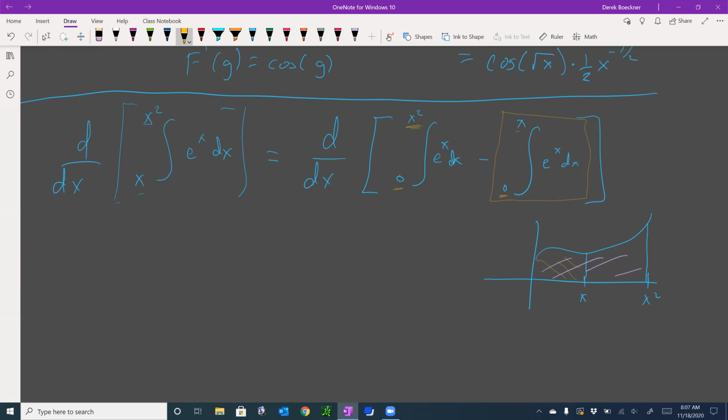Okay, so the chain rule on this is going to be e to the x squared, because the derivative of e to the x is just e to the x. We put in the x squared, multiply by the 2x, and then minus e to the x. Where do we have questions on these?